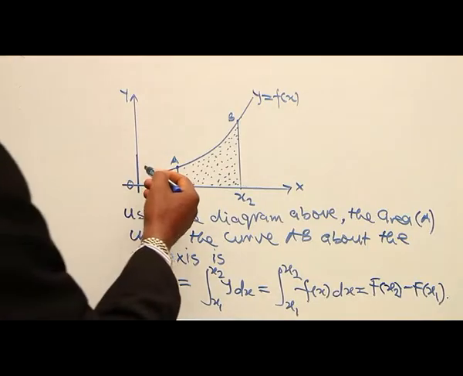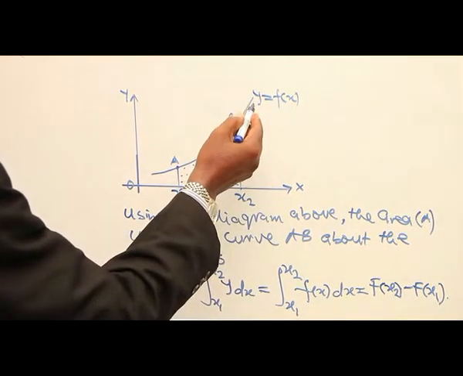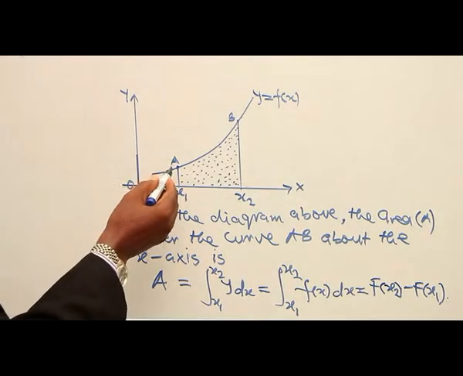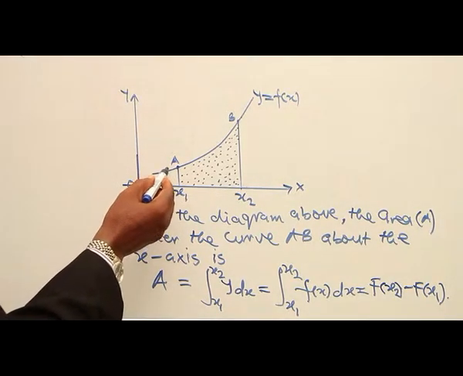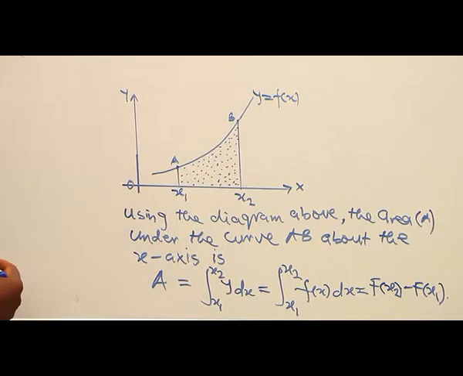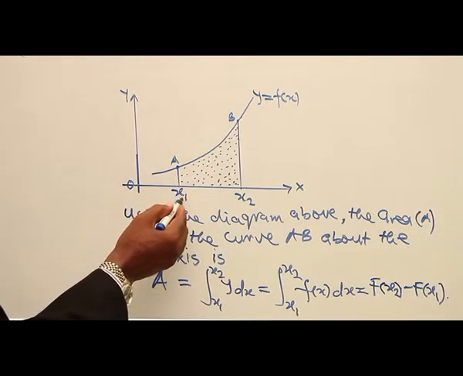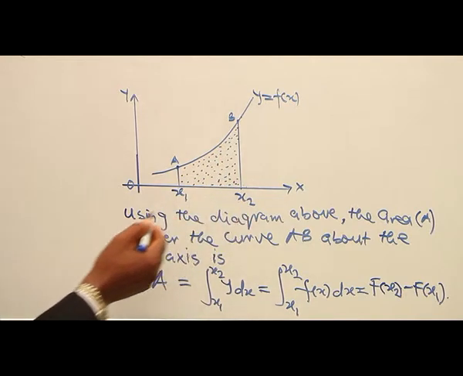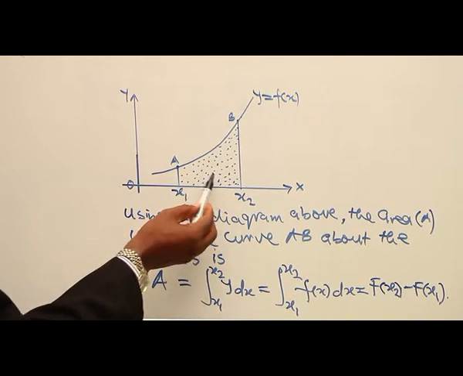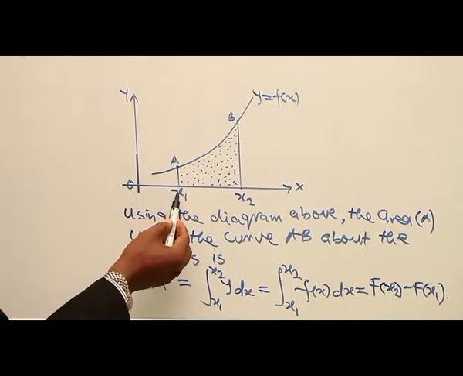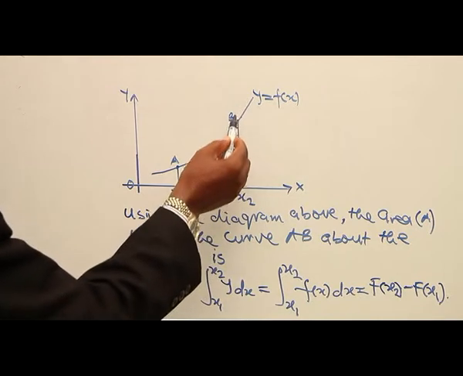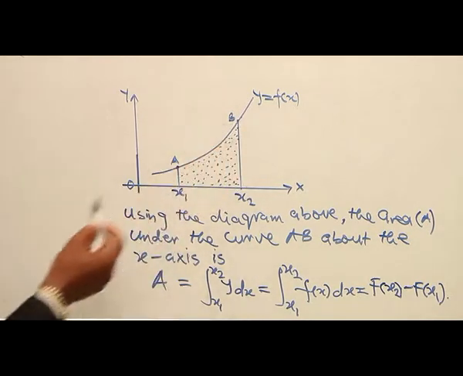Here is part of a curve of the function y equal to f of s. We are interested in finding the area under this curve between the point A and B. The ordinates here are S1 and then S2. So we are interested in finding the area of this dotted portion between S1 and S2, the area under the curve between the point A and point B.